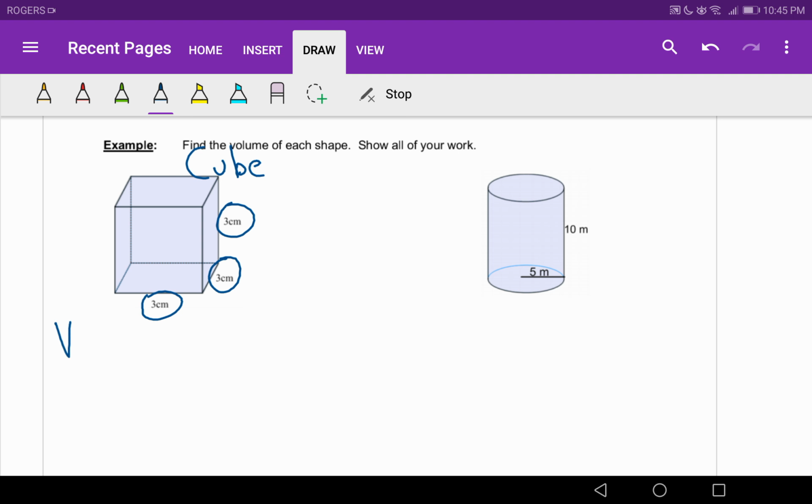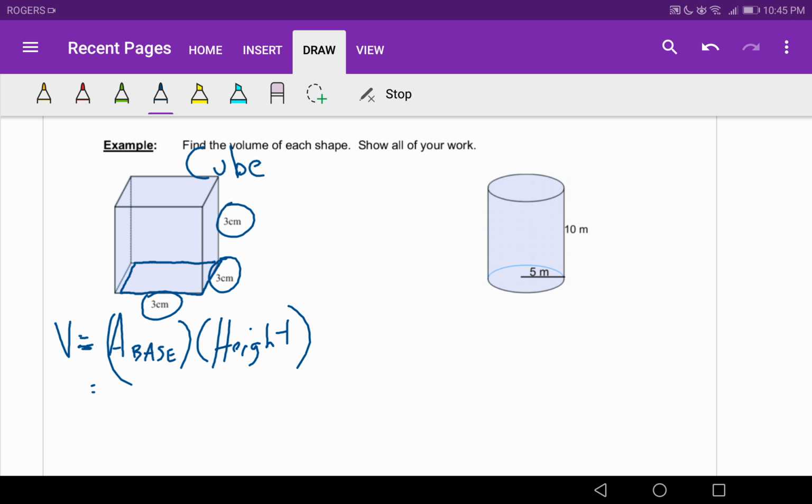So let's find the volume. Area of the base times height. Well, what's my area of the base? Well, here's my base here. How do I find the area of that square that's 3 by 3 there? How do I find that area? Well, you do 3 times 3, right? Like length times width. But because it's a square, length and width are the same.